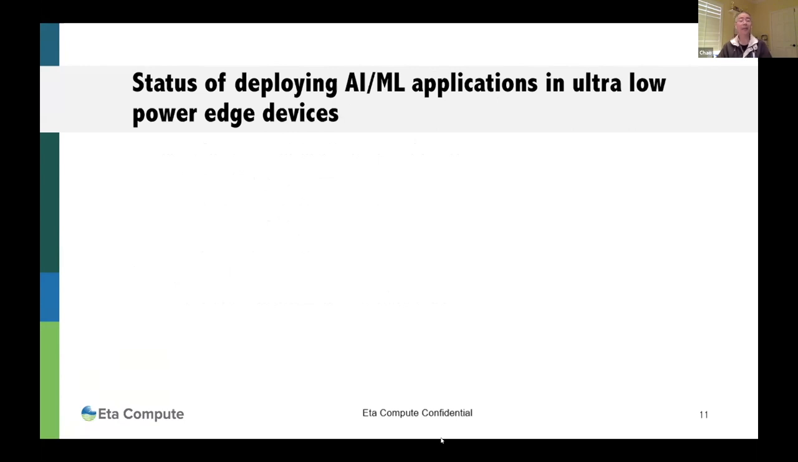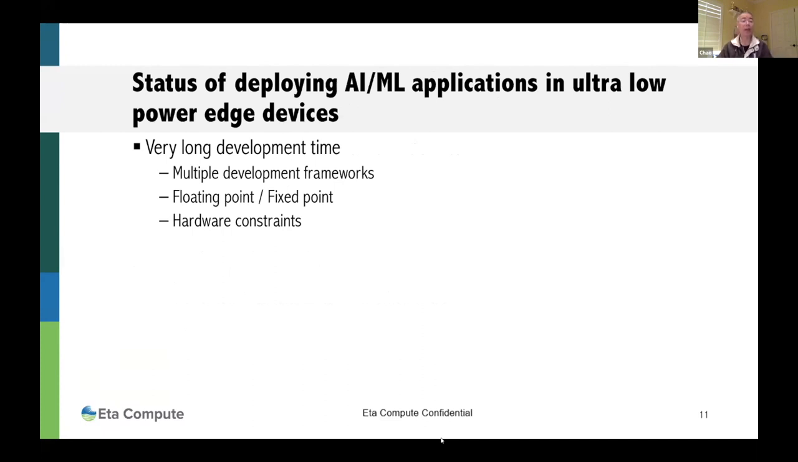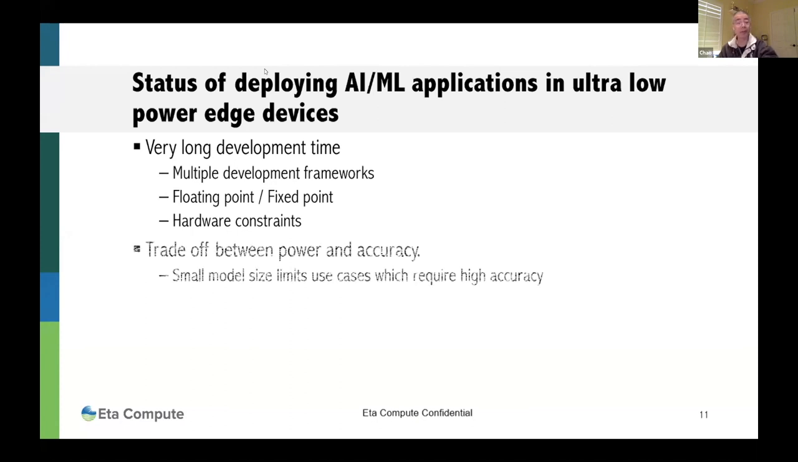So based on these challenges, here's the current status of deploying AI machine learning applications on ultra low power edge devices. First, it takes a very long development time. That means you have to use multiple development frameworks for training and for inference, and depending on the hardware you're using, floating point or fixed point. Then there are a lot of hardware constraints, such as SRAM, flash, and running speed. This always brings up a trade-off between power and accuracy.